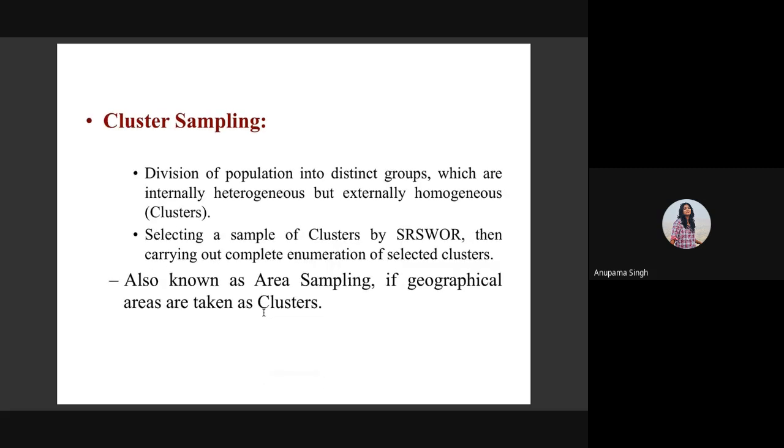Then we have cluster sampling. Cluster sampling is actually the opposite of stratified sampling. That is the best way to remember it.